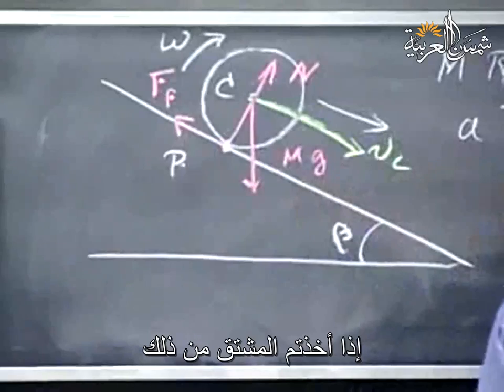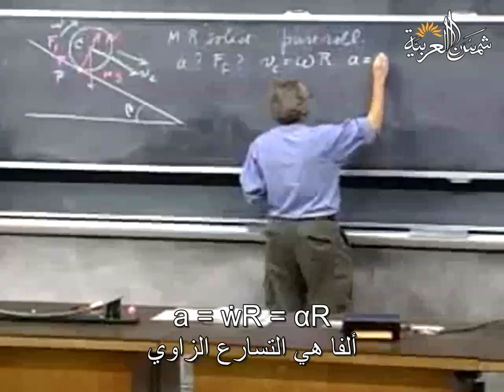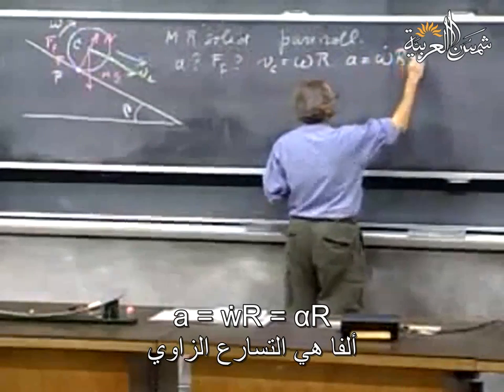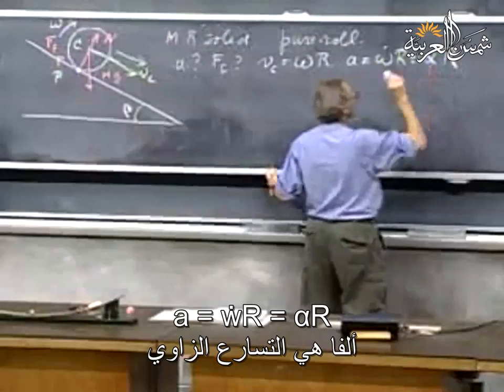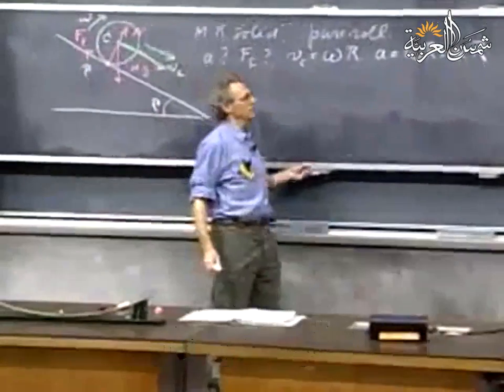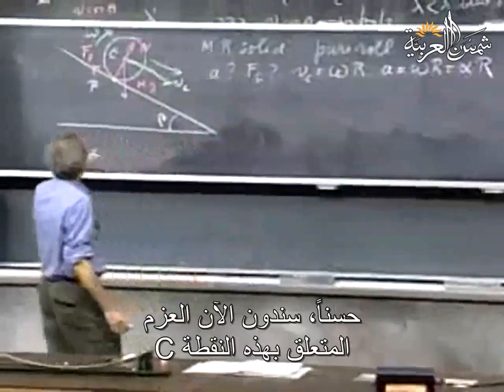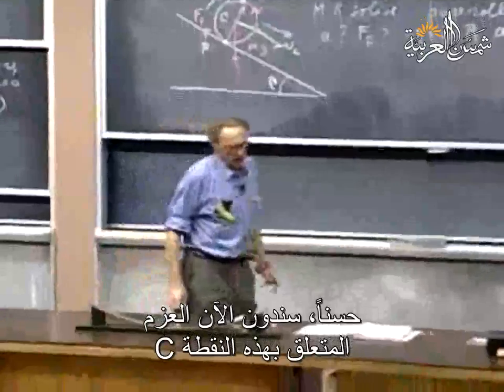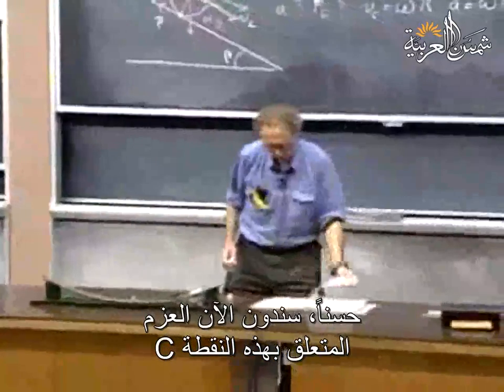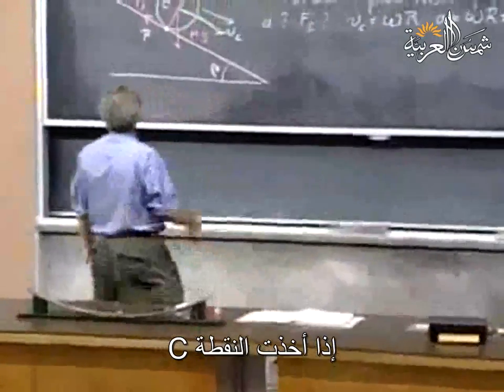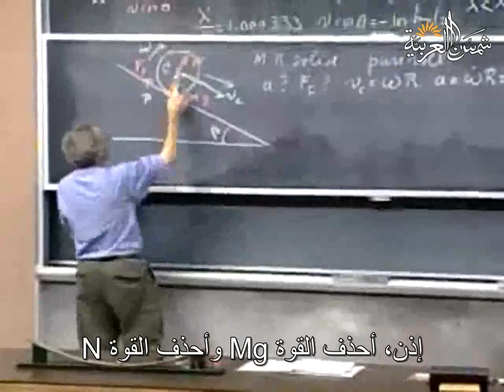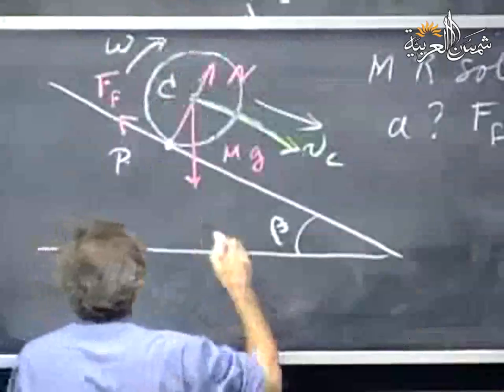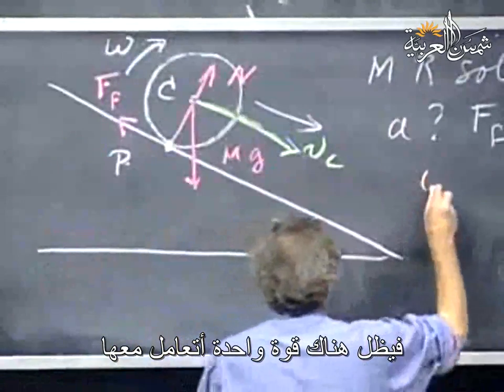If you take the derivative of this, you get A equals omega dot times r. That equals alpha r, alpha being the angular acceleration. All right, we're going to write down now the torque relative to that point C. If I take point C, then I lose the force mg, and I lose the force N. So there's only one force that I have to deal with.